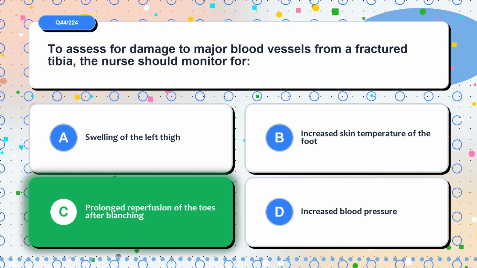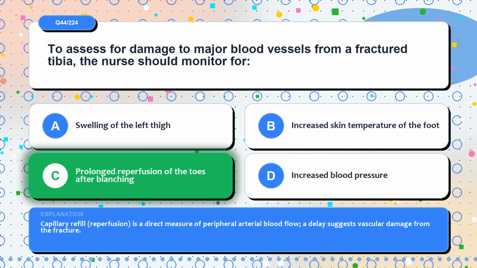The correct answer is option C. Prolonged reperfusion of the toes after blanching. Capillary refill reperfusion is a direct measure of peripheral arterial blood flow. A delay suggests vascular damage from the fracture.